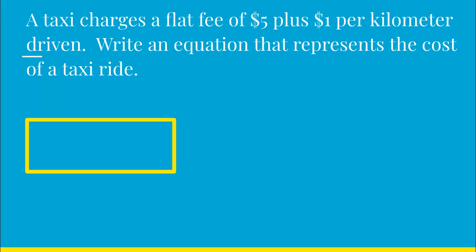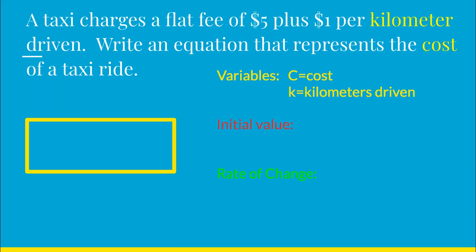A new example: a taxi charges a flat fee of $5 plus $1 per kilometer driven. Write an equation that represents the cost of the taxi ride. So again, let's find our variables, our initial value, and our rate of change. They're asking us to find the cost, so C is going to equal the cost, and the cost depends on the number of kilometers we drive.